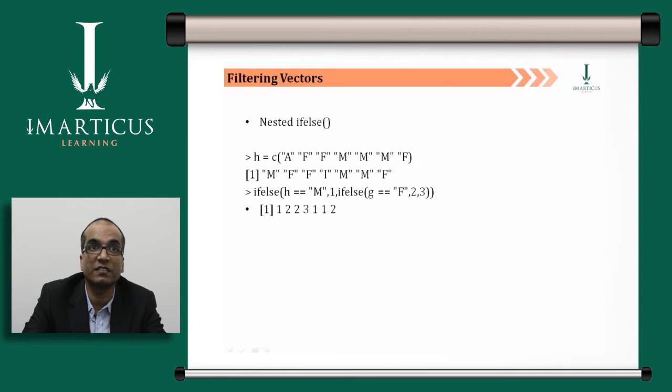Similarly, you have nested ifelse. So h is a vector created with the concatenation function: a, f, f, m, m, m, f, all separated by commas. The commas are compulsory, and that's where you get this vector created. If you use ifelse, you can check whether h == "m", so you're basically doing a cross check, comma 1, ifelse(h == "f", 2, 3). So the first parameter is for true. The nested part handles what else you want to do if this is not applicable. That's what is coming up in this.